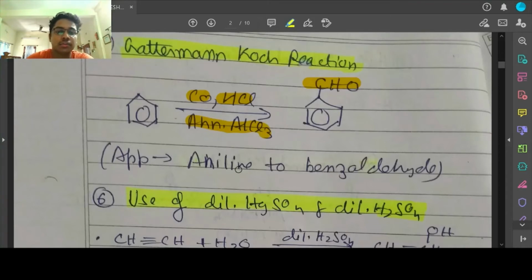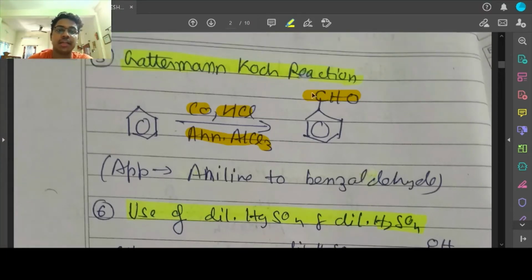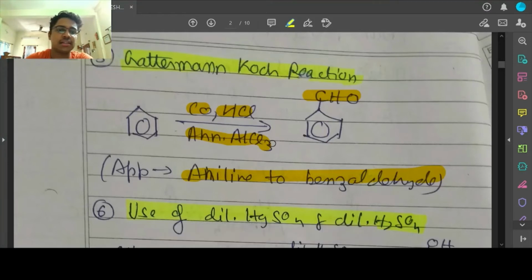You don't know what aniline is right now, but we will study it in the chapter on nitrogen containing compounds. So aniline is converted to benzene, and then benzene is converted to benzaldehyde through the Gattermann-Koch reaction. It's an easy application, right? So I've written the application, aniline to benzaldehyde. So benzene, carbon monoxide, HCl, anhydrous AlCl3 gives benzaldehyde. The CHO group is added.